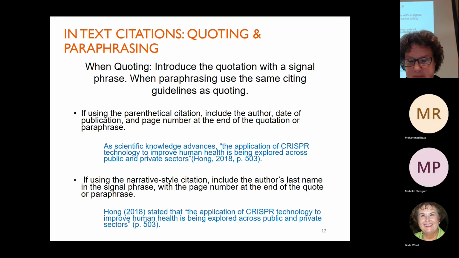Quoting and paraphrasing. When quoting, introduce the quotation with a signal phrase. Your signal phrase is, I'm going to talk about a quote here. When paraphrasing, use the same citing guide as quoting. Your citation guidelines are the same, but if you are quoting, you need to introduce it. That distinguishes between a quotation and a paraphrase.